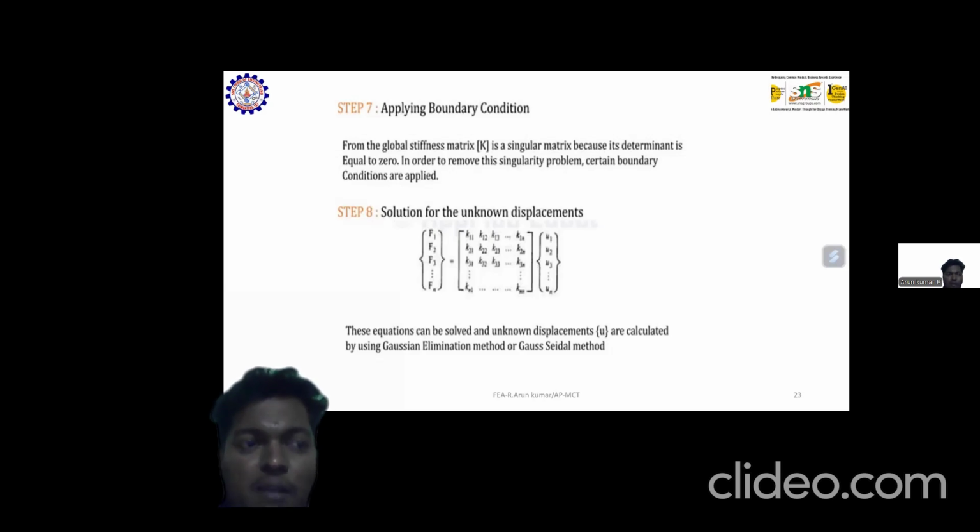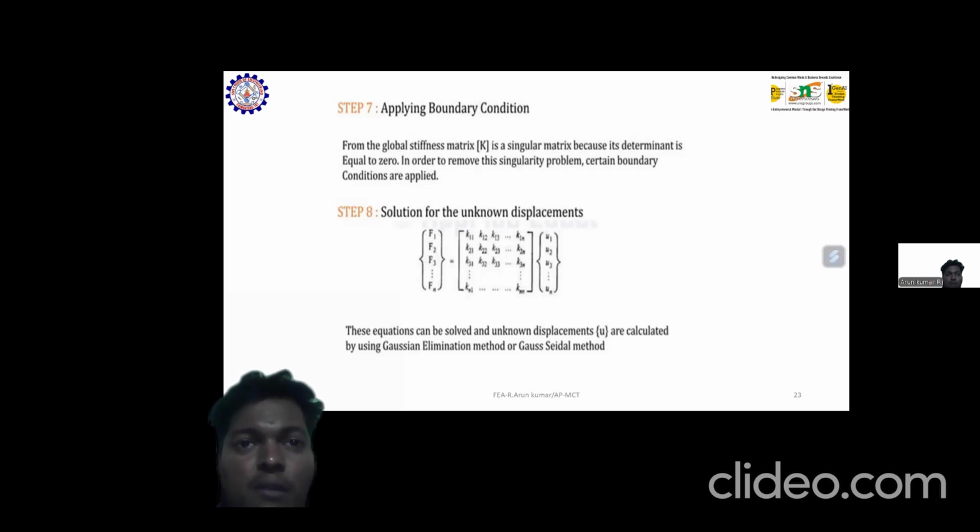So you have to eliminate the respective rows and columns. For example, if I fix the row number 1, the respective displacement value is 0. If you consider U1 as 0, you have to eliminate the corresponding row and column, that is, the first row and first column.